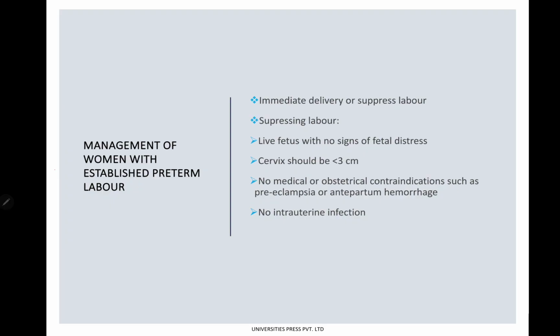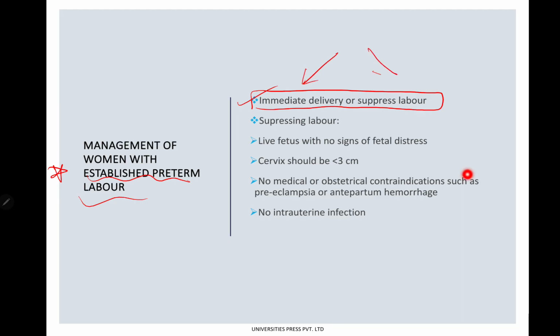Now moving on to the management of women with established preterm labor. The management is, first, immediate delivery or suppress the labor. These are the two options. Either I can conduct an immediate delivery or I can suppress the labor. So these are the two options if the woman is with established preterm labor.